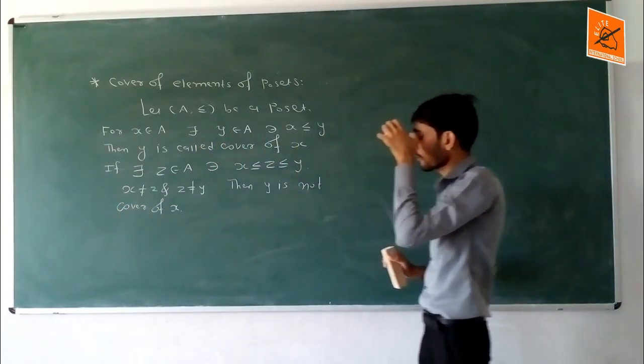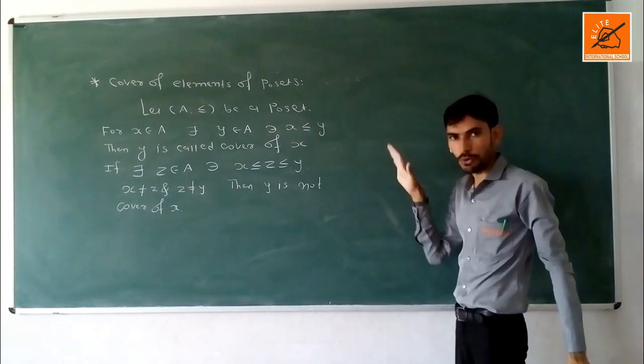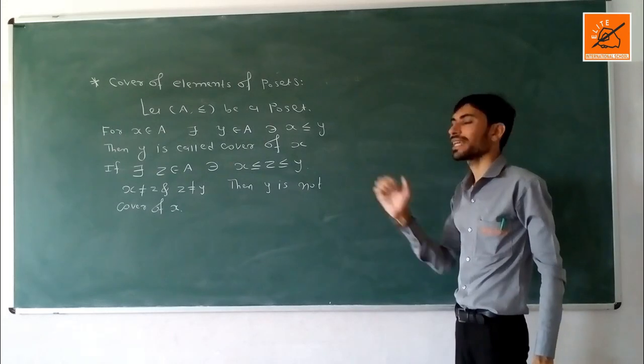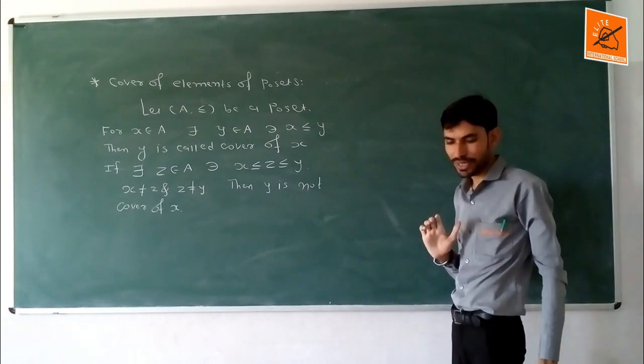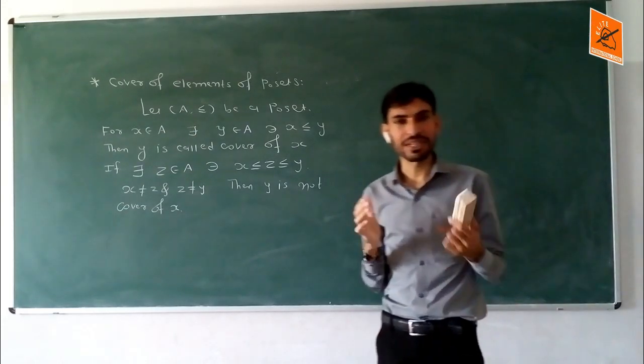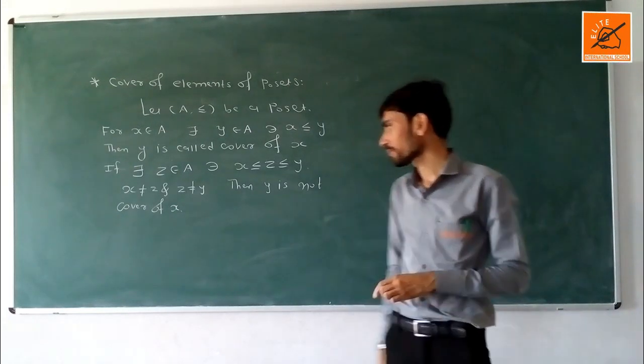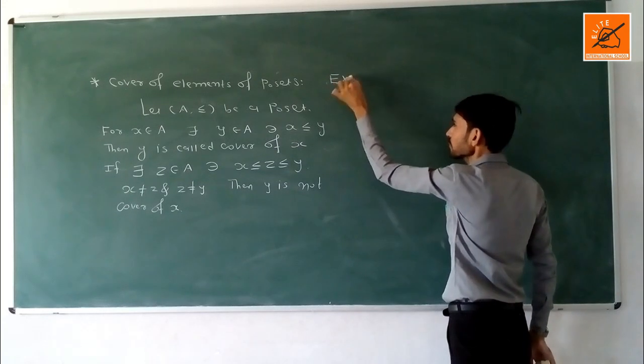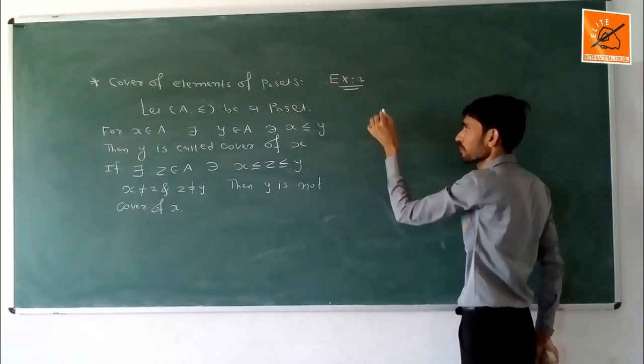So this is the definition of cover of an element of a poset. We find the cover of each element of set A except the last element, depending upon whatever relation we have given. Now here we see an example. Here we consider example number one.